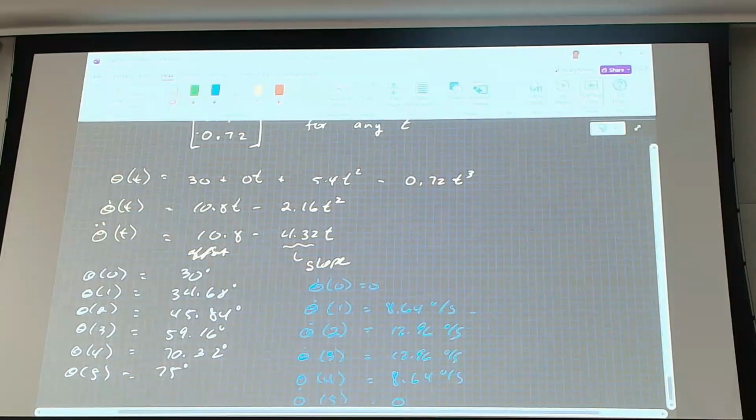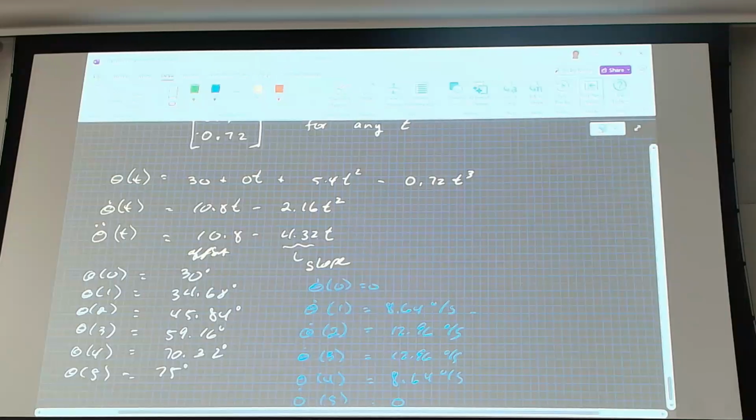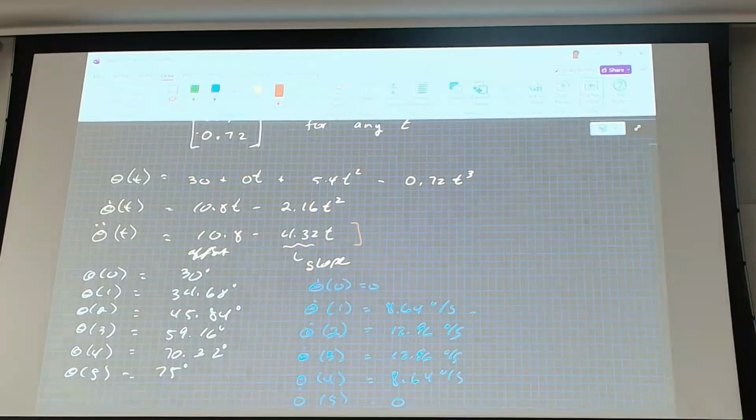The acceleration is pretty darn simple. It's just going to be that line. We don't really need that. We could compute it if we wanted to. Any questions so far?